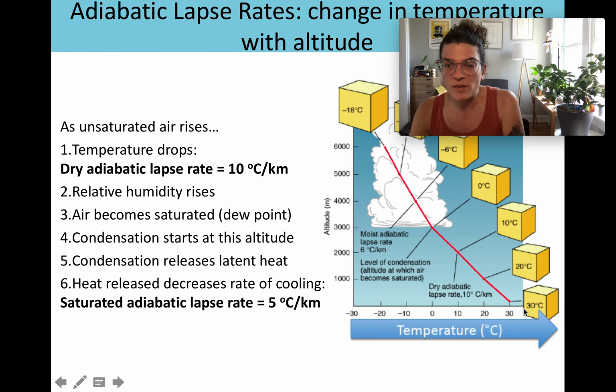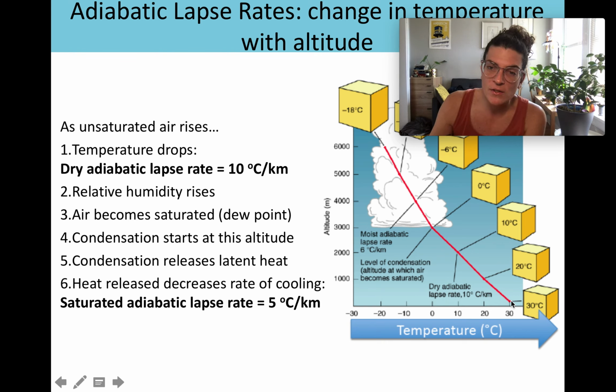So for this parcel of air at 30 degrees Celsius at the surface, we go up 1 kilometer, it's 20 degrees Celsius. We go up 2 kilometers, it's 10 degrees Celsius. We go up 3 kilometers, it's 0 degrees Celsius, and a cloud starts to form, meaning that 0 degrees is the dew point for this parcel of air.